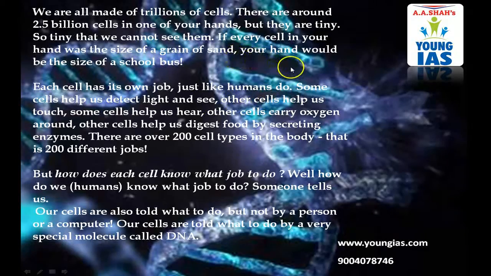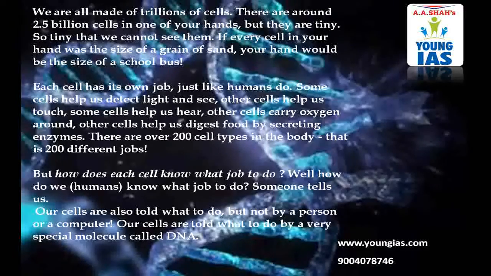We are all made up of trillions of cells. There are around 2.5 billion cells in one of your hands. But they are tiny, so tiny that we cannot see them. If every cell in your hand was the size of a grain of sand, your hand would be the size of a school bus. So each cell has its own job, just like humans do.